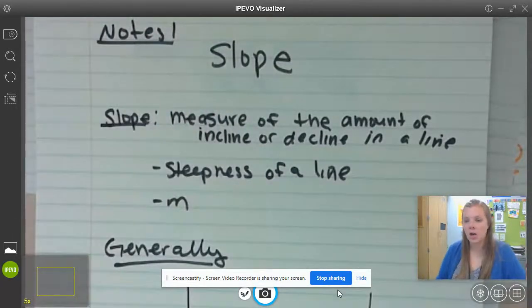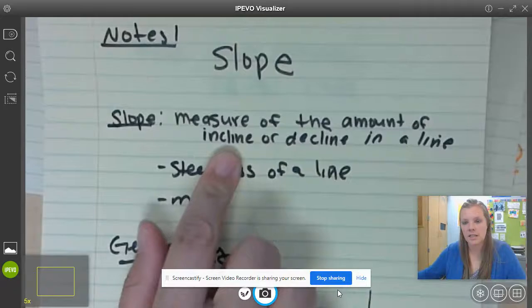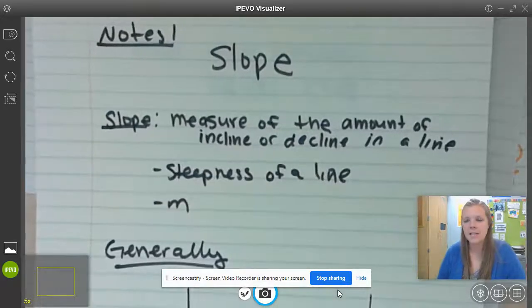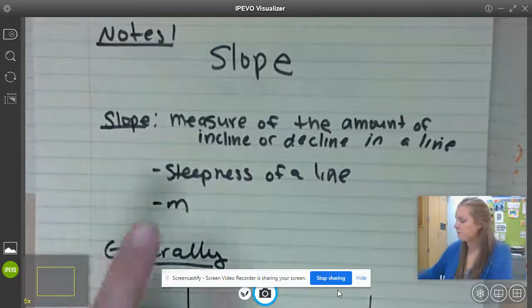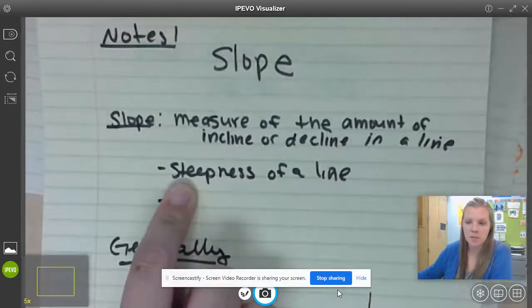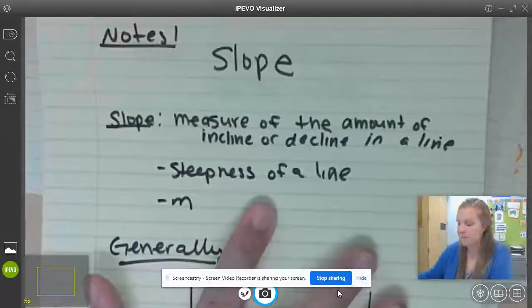Slope is just part of how to graph a line. And slope is the measure of the amount of incline or decline in a line. And as I go, if I go too quickly, feel free to pause the video so that you can catch up. Another way of thinking about the slope of a line is how steep the line is. It's the steepness of the line.